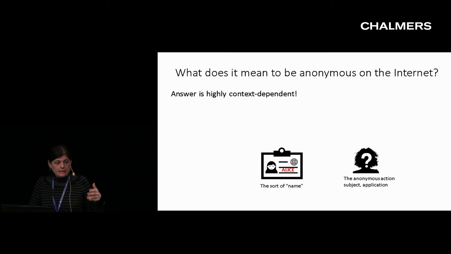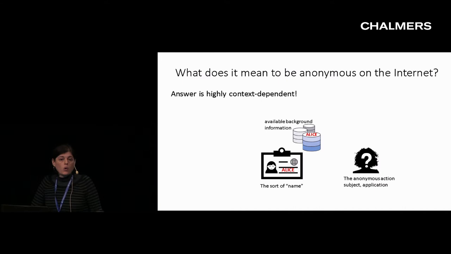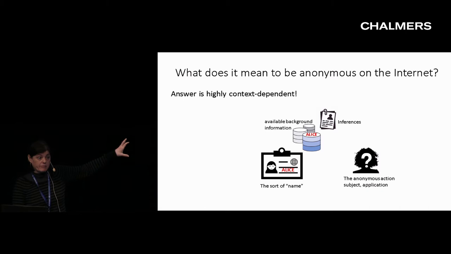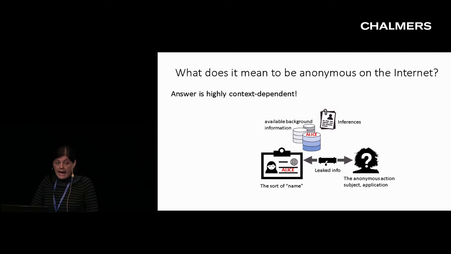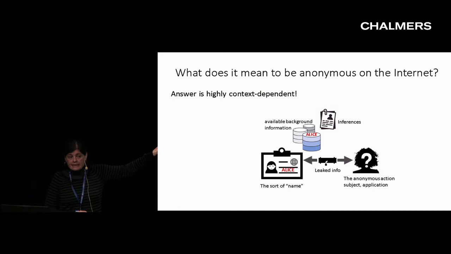It depends on what kind of name we are trying to attach to this anonymous person, what available information we have about this individual that we might use to identify the person. Not just the raw data that we have from the past, the history, but maybe we can make inferences from that history that enable us to do further processing that aids in recognizing the person. And basically, in the system, there will typically be some leaked information that we can exploit to connect an anonymous person to a name.